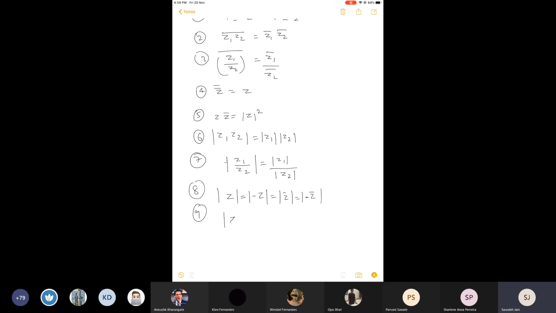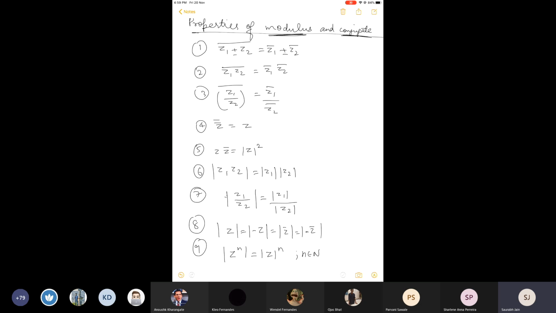So there will be these 9 properties. Okay, let us try to understand their statements first and then we'll solve some questions and that's it. Okay, so first, second, and third. These properties can be understood in a single statement, which means that conjugate is distributed over positive, negative, multiplication, and division sign. I used a term distributed.